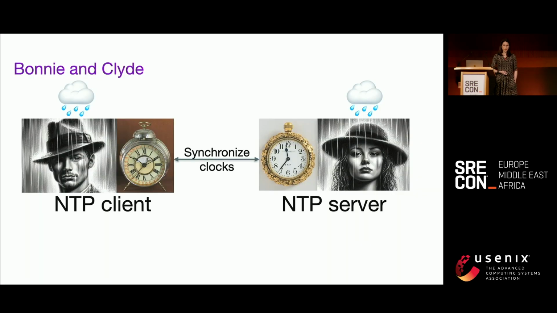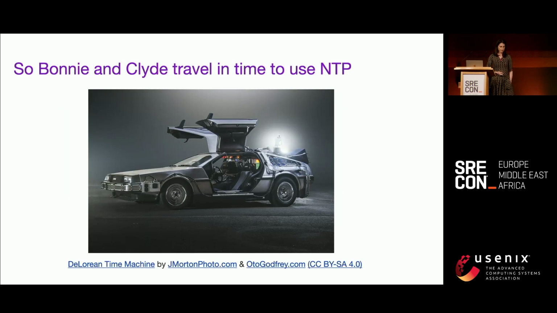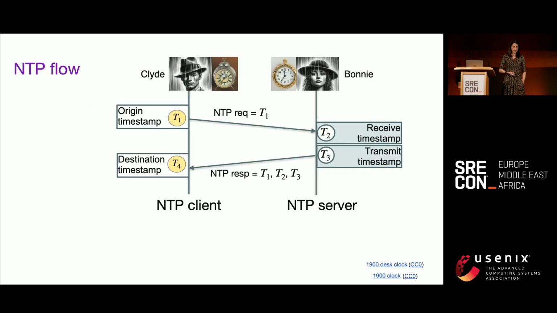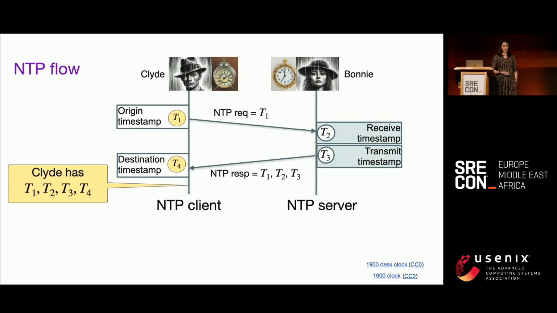Well, we need to synchronize our clocks so that we can ensure a timely escape. So Bonnie and Clyde travel in time so they can use Network Time Protocol. Clyde is the client and Bonnie is the server. At the end of this interaction with NTP request and response, Clyde has 4 timestamps, 2 of which are taken with his own clock, 2 of which are taken by Bonnie's clock, and Clyde is trying to figure out his offset from the server just so he can correct his clock.